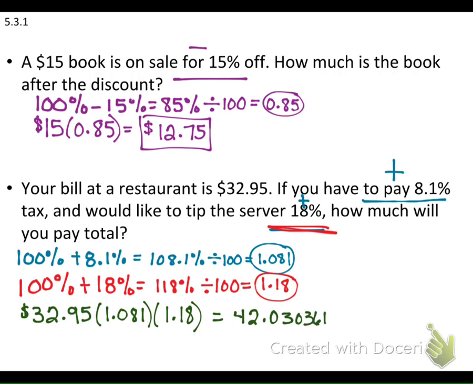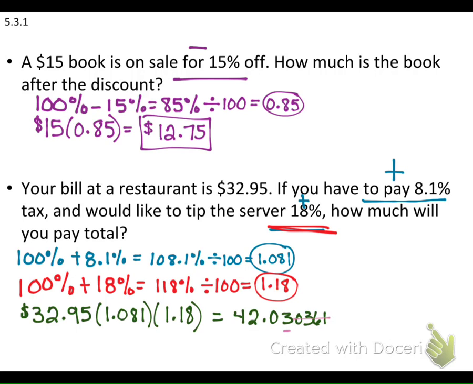42.030361, right? Okay, so we're dealing with money. So the Buffalo Wild Wings waiter isn't going to come over and say you owe me $42.030361. So how many places past the decimal do you need to go? 2. So we're going to go to the hundredths. Everything behind that hundredths, we're going to drop.